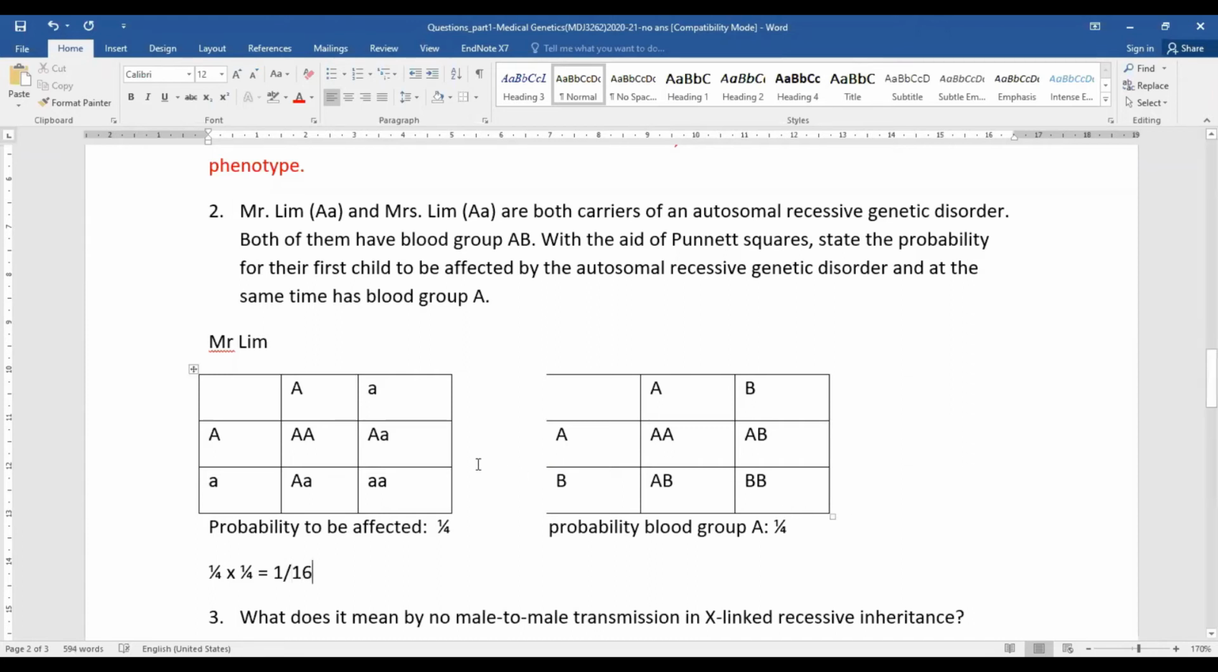Correct? Wait, let me check. This is a normal carrier. If I make a mistake somewhere and you think that something is not right, you have to tell me, because sometimes I can make mistakes also.